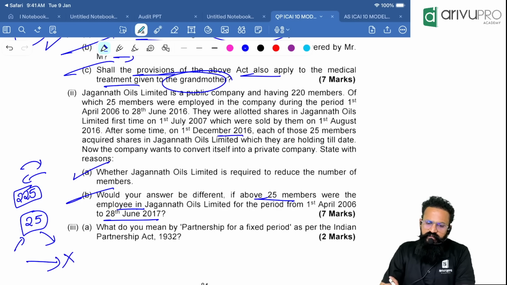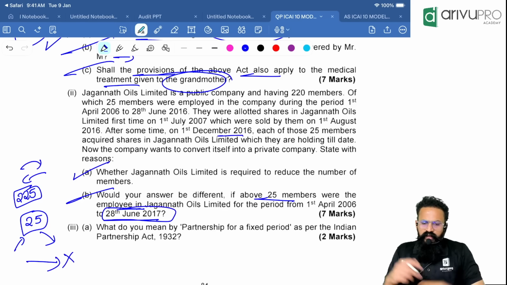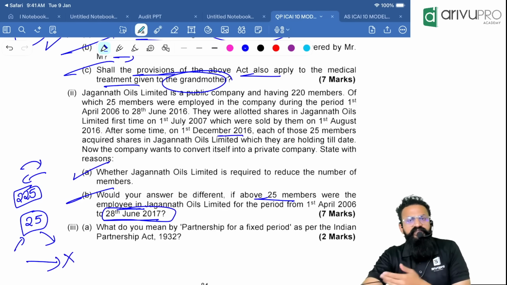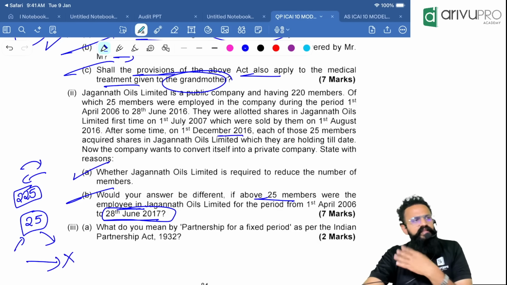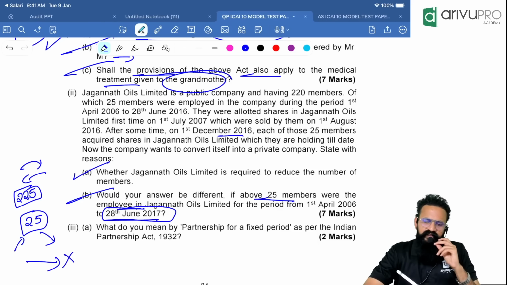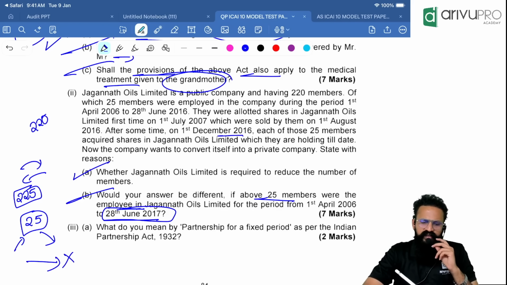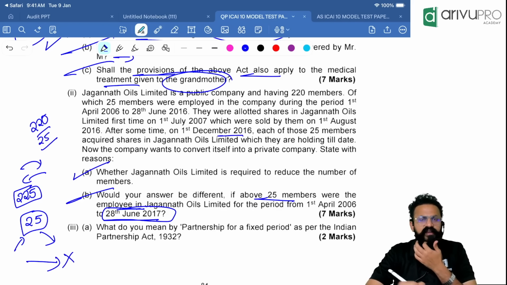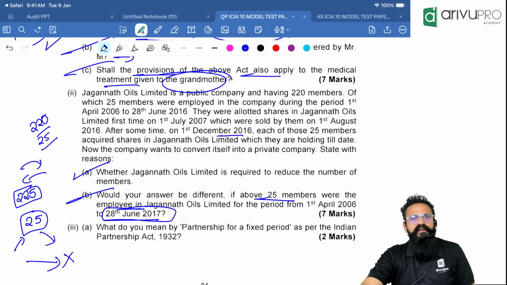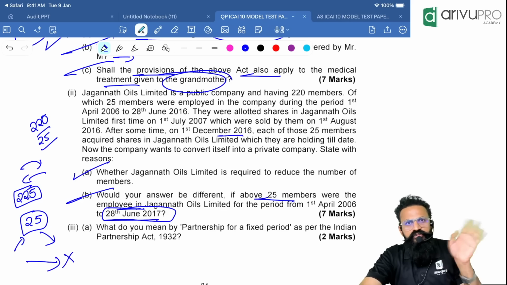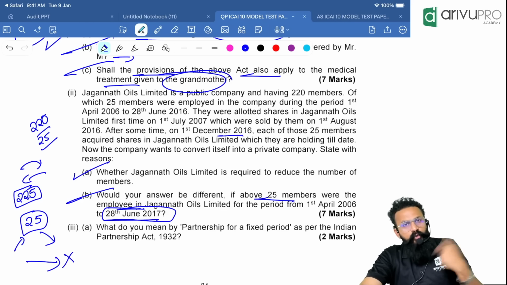So if at all till 2017 they were the employees in Jagannath for the period from 1st April, that means if they had not sold anything, then yes, I will not include them in the number of members. Then of these 220 members, including the employees, I will not count them in the limit. Because what does the private company definition say? The maximum number of members in a private company is 200. In that, you should not count your employees. Whoever are the employees who were allotted the shares, you should not count them.